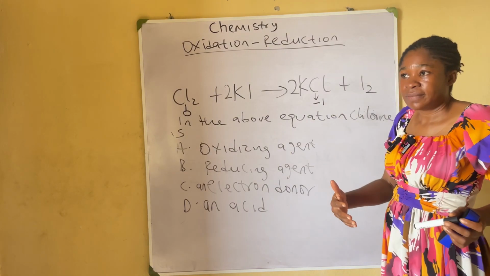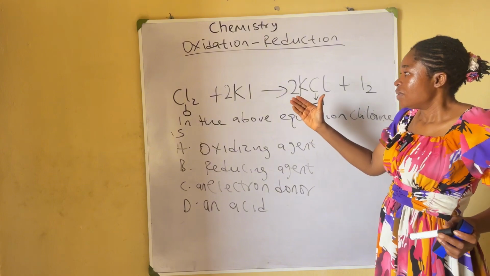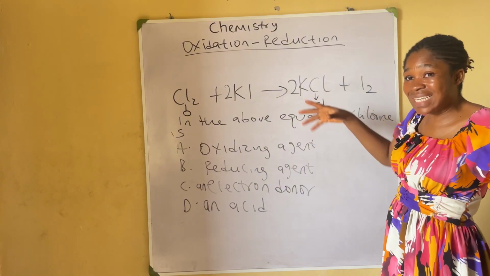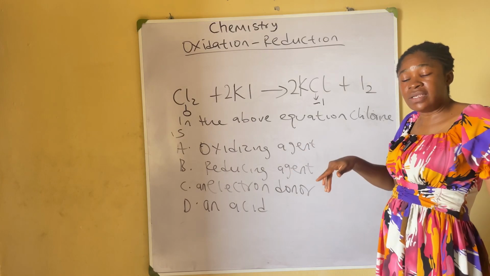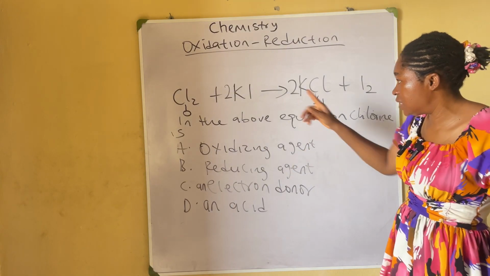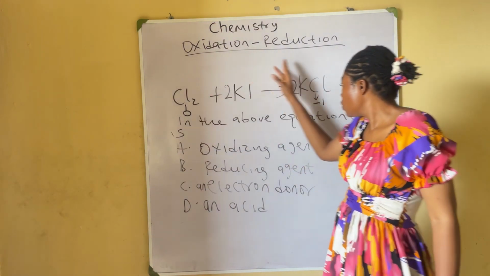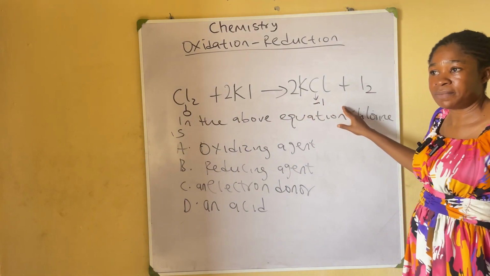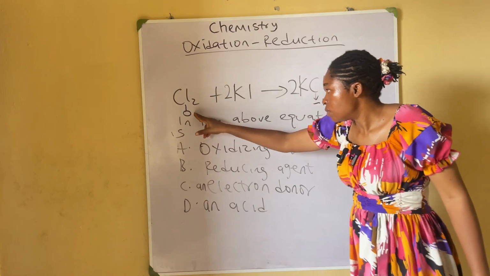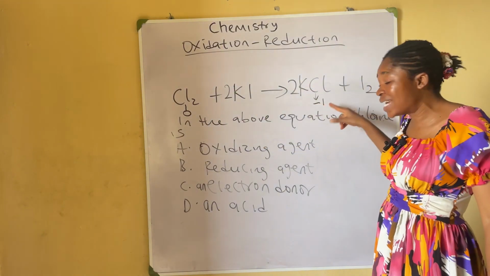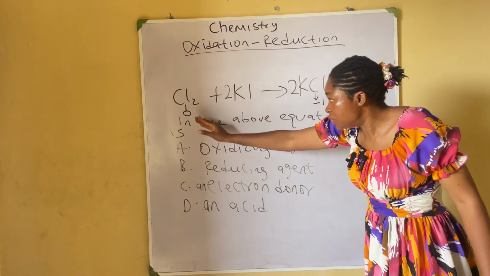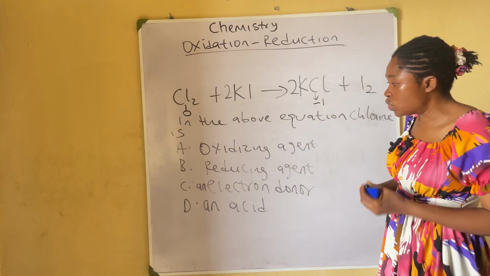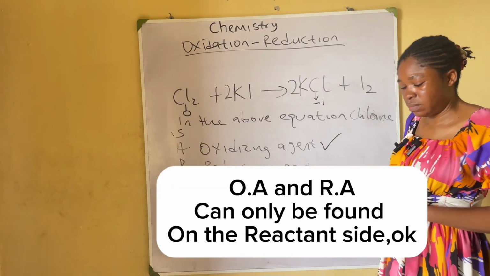Remember, for a reducing agent, there will be an increase in oxidation number, while for an oxidizing agent, there will be a decrease in oxidation number. Here you have chlorine at 0. On the other side, you have -1. So 0 and -1, which one is greater? 0 is greater than -1. So there is a decrease in oxidation number of chlorine from 0 to -1. So which means the answer is what? Oxidizing agent.